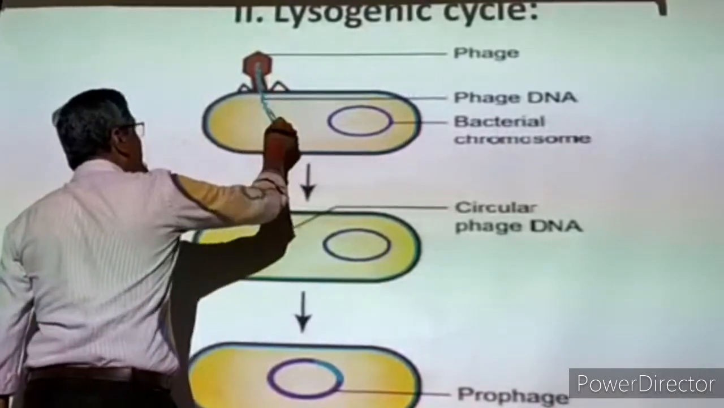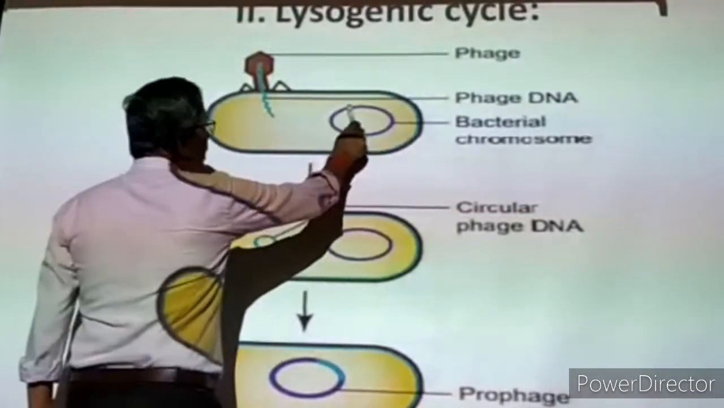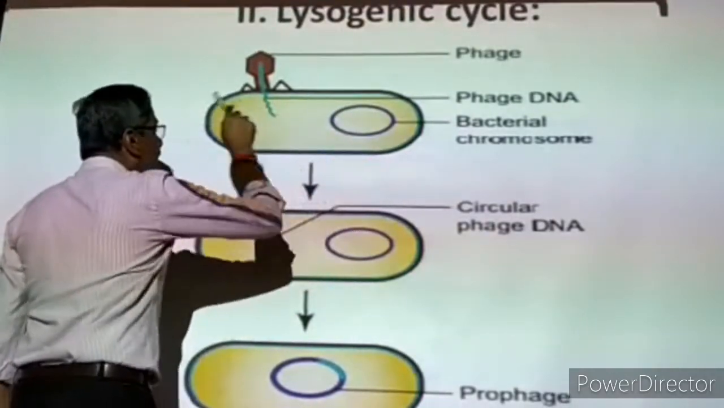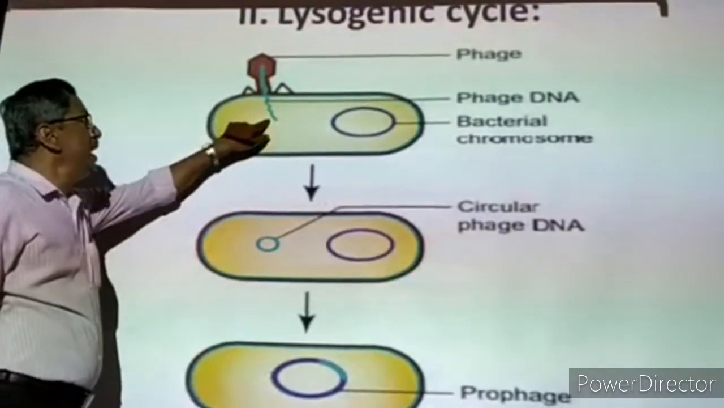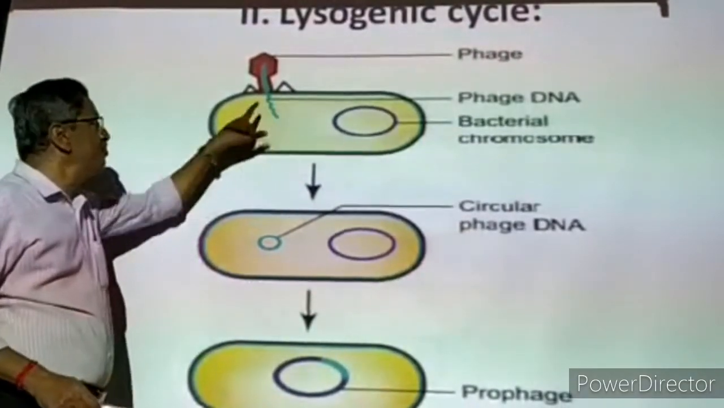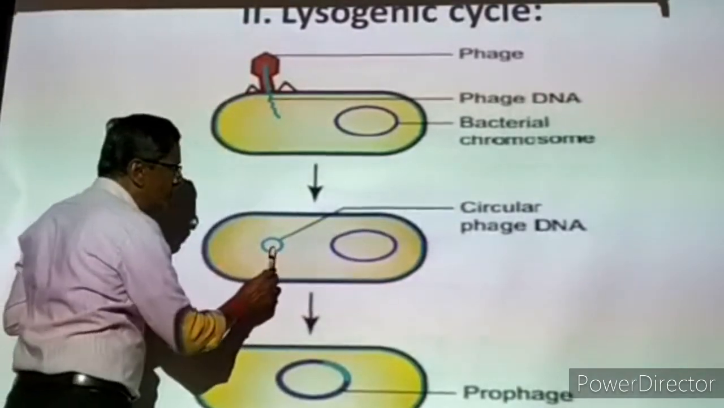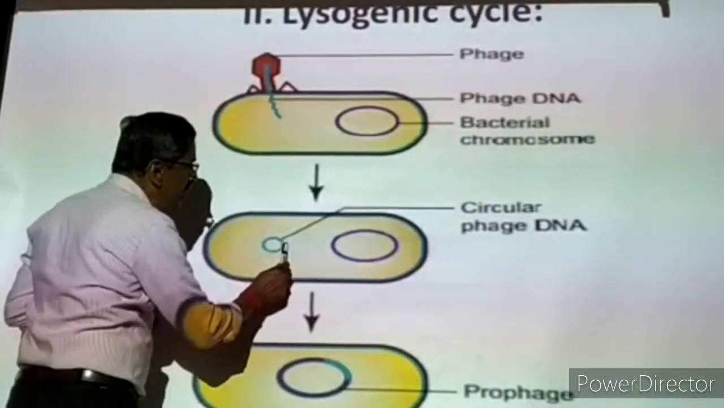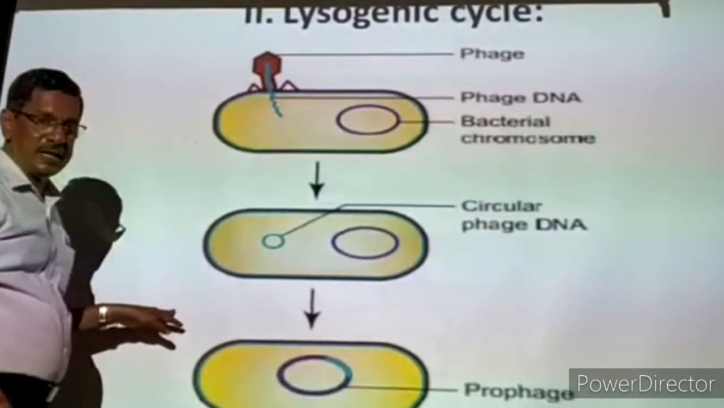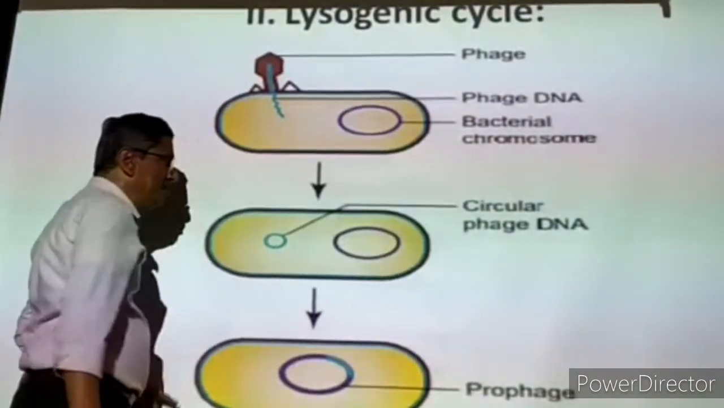So the DNA is entering into the cytoplasm of the bacterial cell. This is already the bacterial DNA. Now viral DNA is entering inside. The viral DNA is foreign DNA as far as the bacterial cell is concerned. After entering in this lysogenic cycle, what will happen? This is the viral DNA. It will form a circular arrangement like this. Now this is the bacterial DNA, already present here.